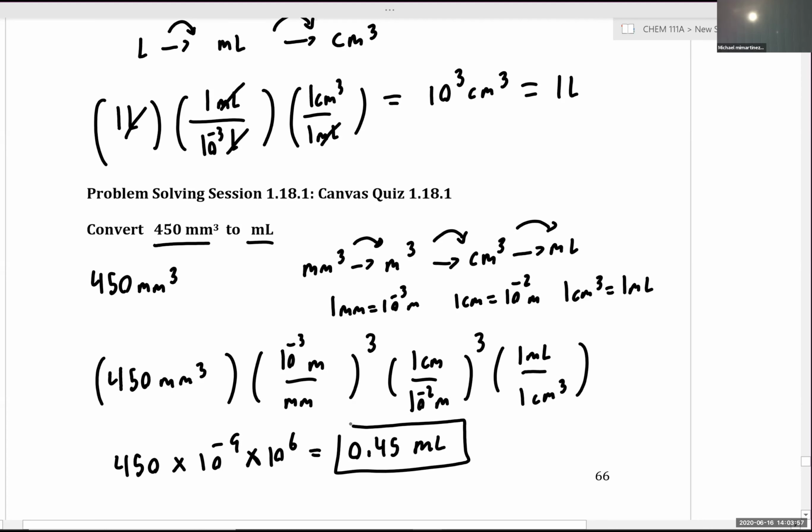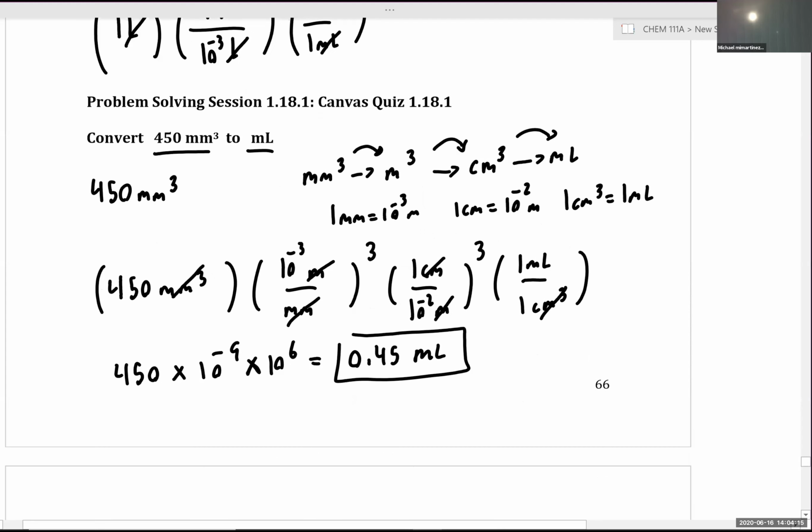Does this make sense to everyone so far? Is everyone clear on how these volume conversions function? Okay, so let's take this. Any questions before we move on?